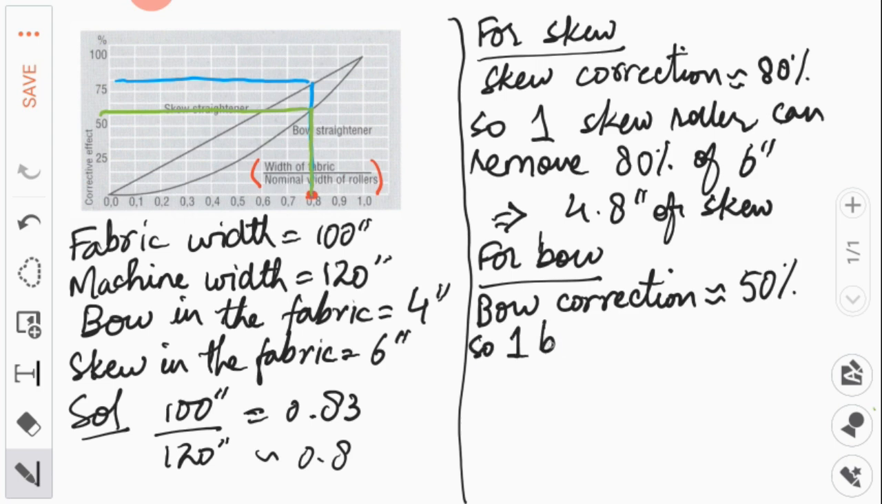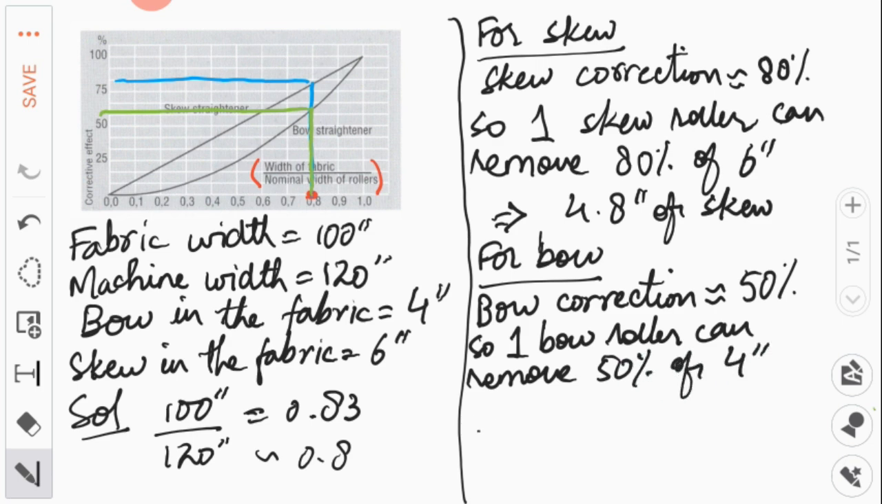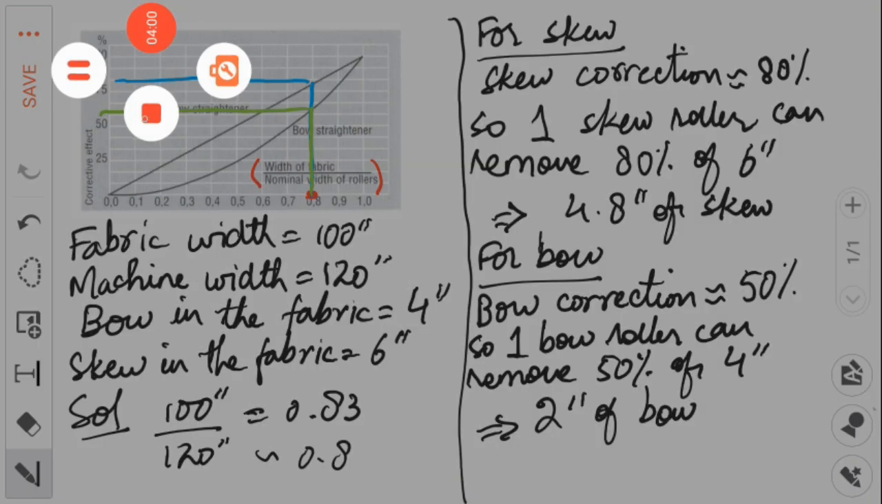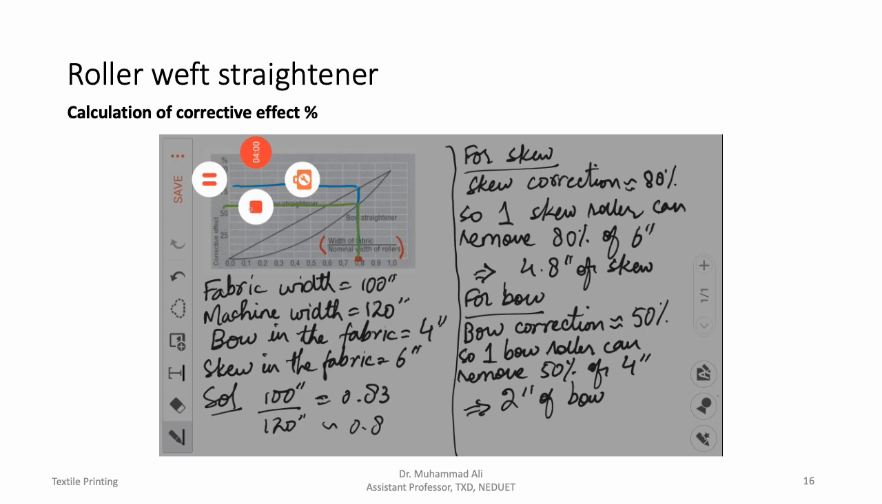So one bow roller of this particular weft straightener can remove 50% of the incoming bow. That's 50% of 4 inches, which is of course 2 inches. So when this fabric passes over one bow roller, 2-inch bow is removed. So let's say if we have two bow rollers, then the total of 4-inch distortion will be removed. 2-inch from one bow roller and the remaining 2-inch when the fabric passes over the other bow roller.